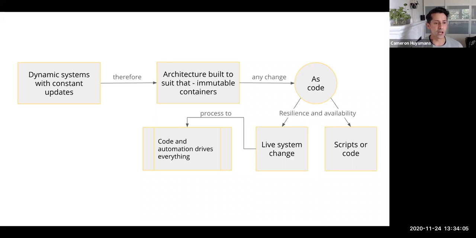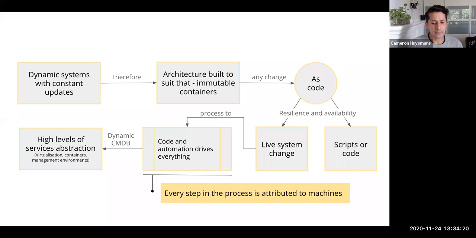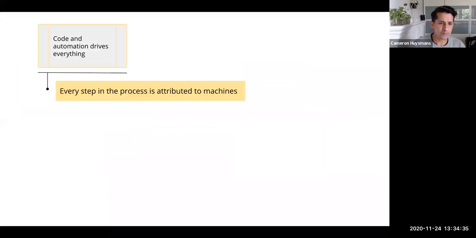And all of that is done via code, right? So automation drives everything in that environment. And it's all some sort of process-oriented way. Finally, you get to this high level of service abstraction with virtualization, containers, etc. And so if every step is driven by code, then every step in that process needs to have some sort of attribution and trust in that model, right? We need to attribute these code changes to something, typically, a machine.